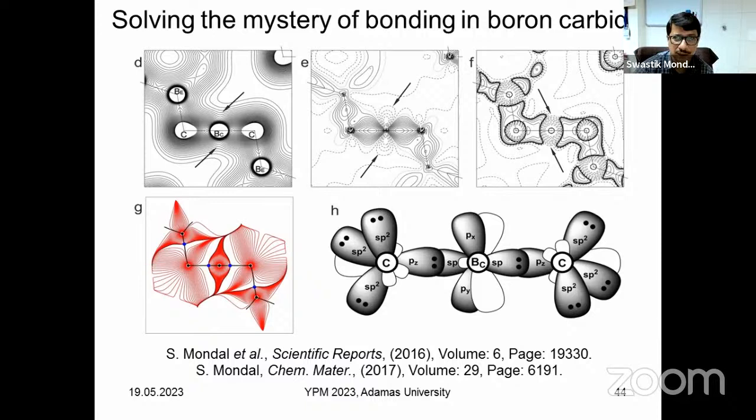So if we put some electron-rich material, or elements like carbon, that could give boron carbide electrons here, and it will not change the structure because it can accommodate these extra electrons there. So that's the reason why it is found in a range of compositions.